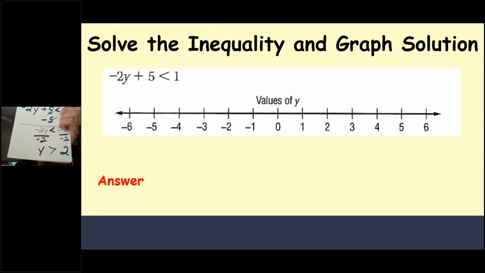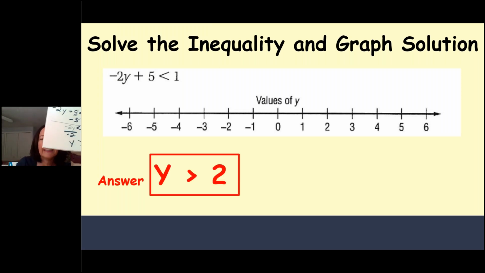That is a tough problem. That was a ridiculously tough problem. That's awesome. That's fantastic. Okay, y is greater than 2. We have to graph that now. What's that going to look like?